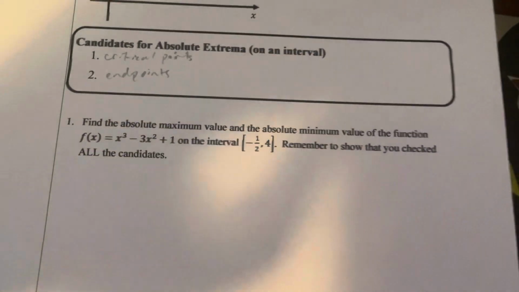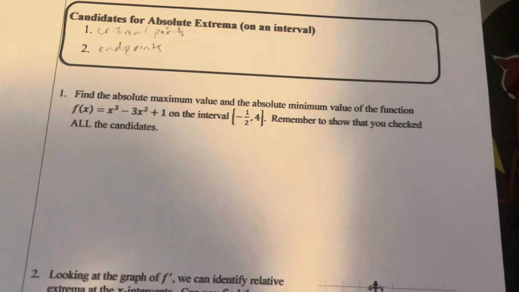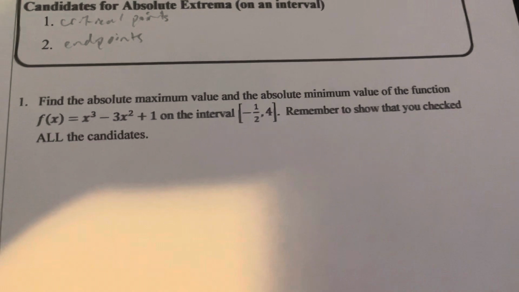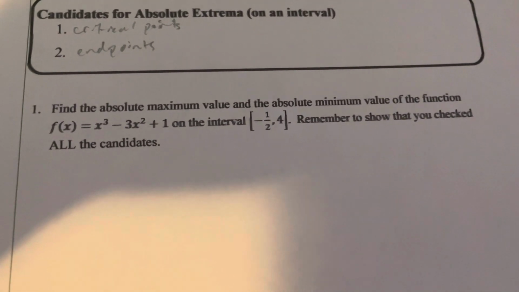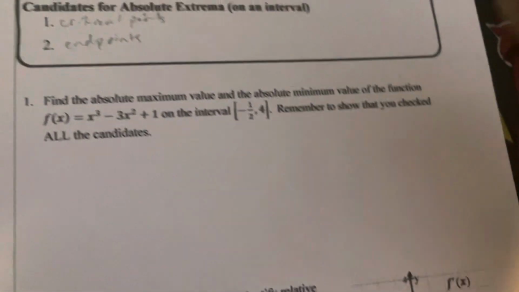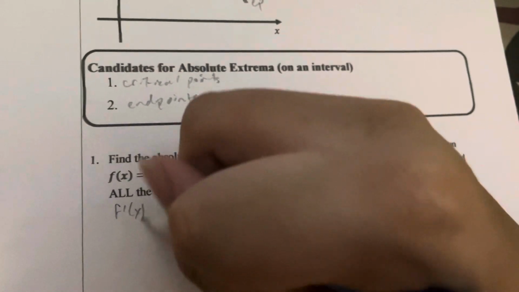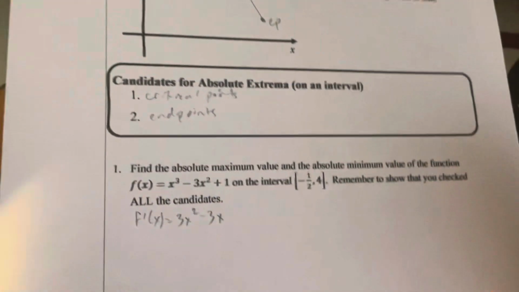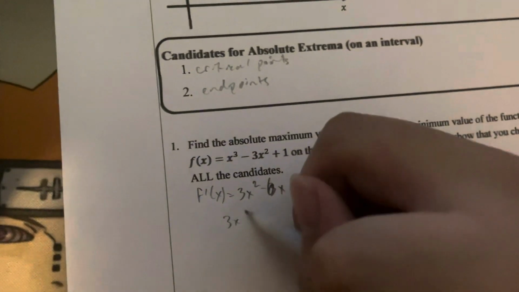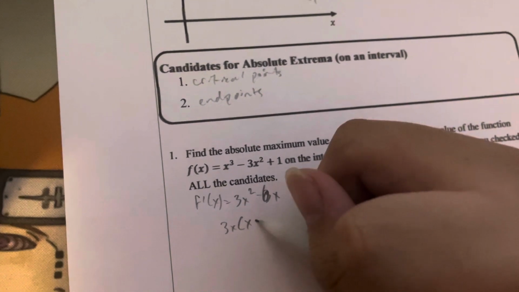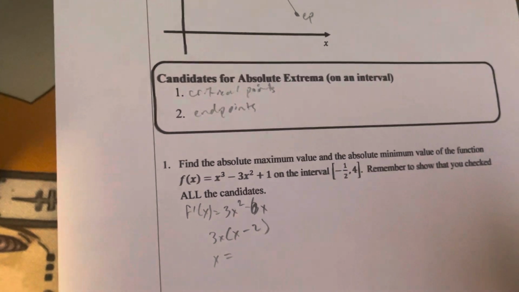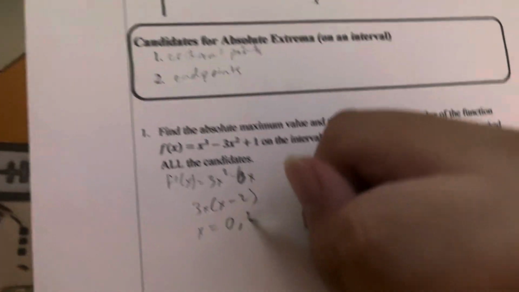Find the absolute maximum value and the absolute minimum value of the function f of x equals x cubed minus 3x squared plus 1 on the interval -½ to 4. Remember to show that you checked all the candidates. First, you want to find the derivative of f of x. So f prime of x equals 3x squared minus 6x. Now we factor 3x times x minus 2, and then we can find that the zeros are x equals 0 and 2.